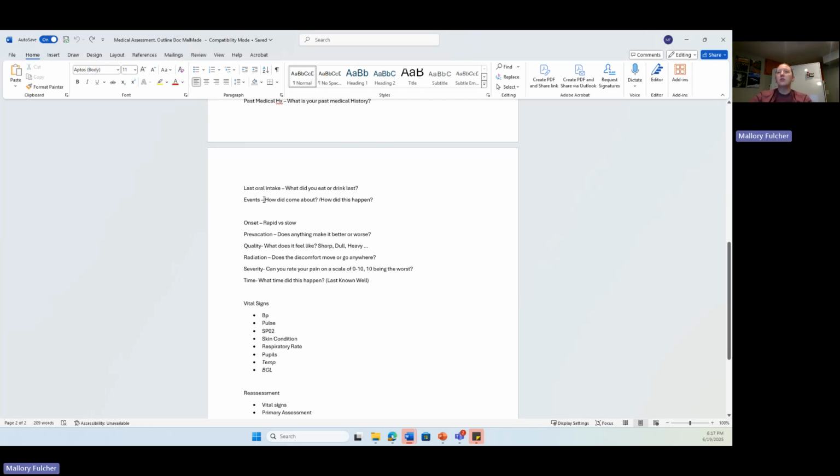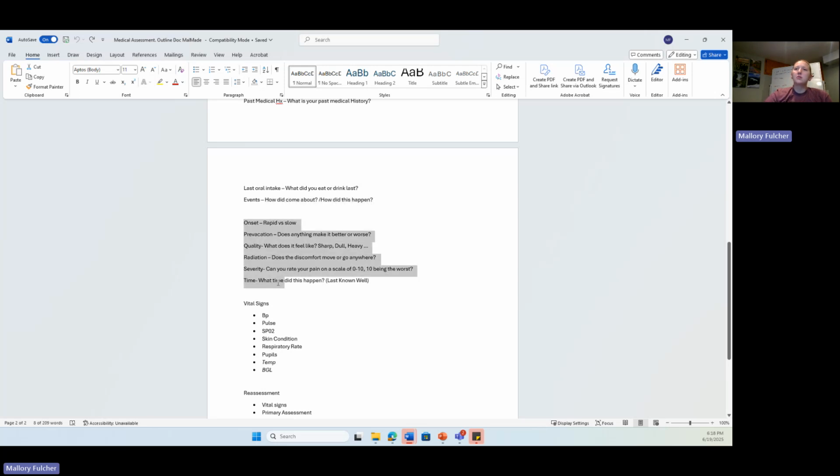Events, how did this come about or how did this happen? This is the events leading up to the reason to call us. So my patient has chest pain. What were you doing when the chest pain started? Like, "Oh, I was mowing the lawn while it's like 90 degrees outside." It's probable that the heat started all of this.